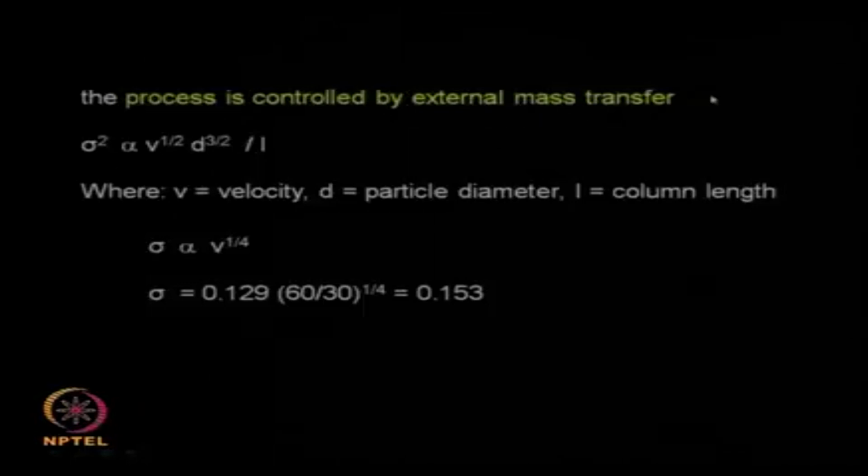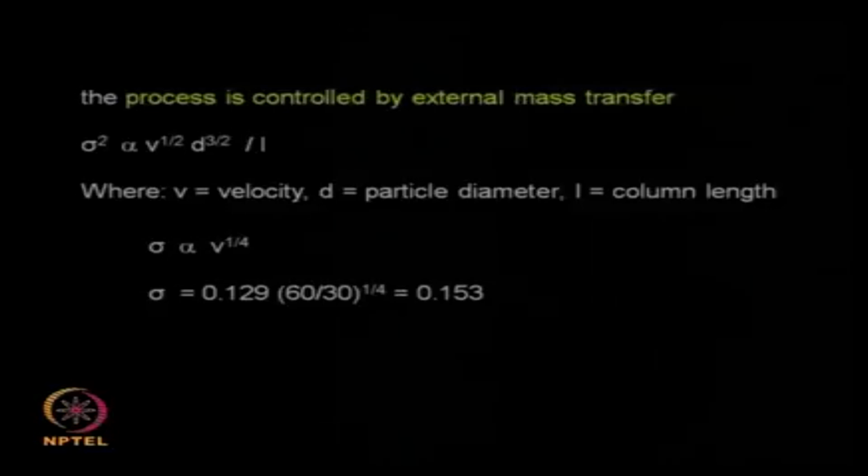The process is controlled by external mass transfer, that means the movement of the solute from the bulk to the surface because of the two phase system is controlling. In such a situation it has been observed that sigma square is proportional to V raised to the power half, where V is your velocity, d is the particle diameter, d raised to the power 3 by 2 divided by L, L is the column length. So here it is slightly different. For pore diffusion, sigma is proportional to V raised to the power half, whereas for external mass transfer sigma has become proportional to V raised to the power 1 by 4.